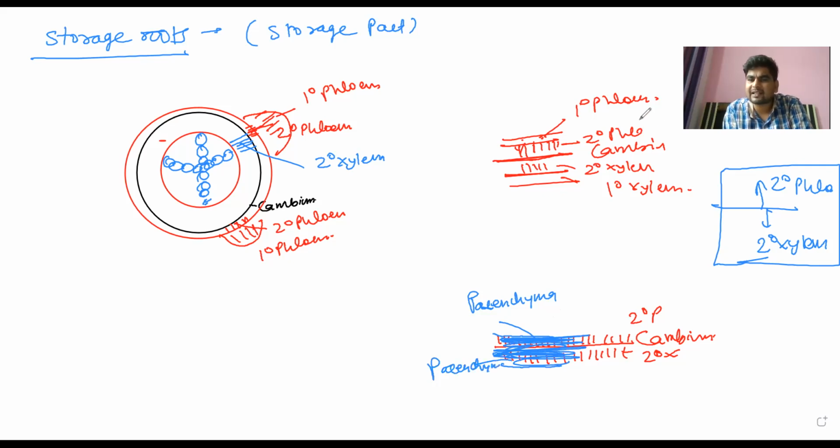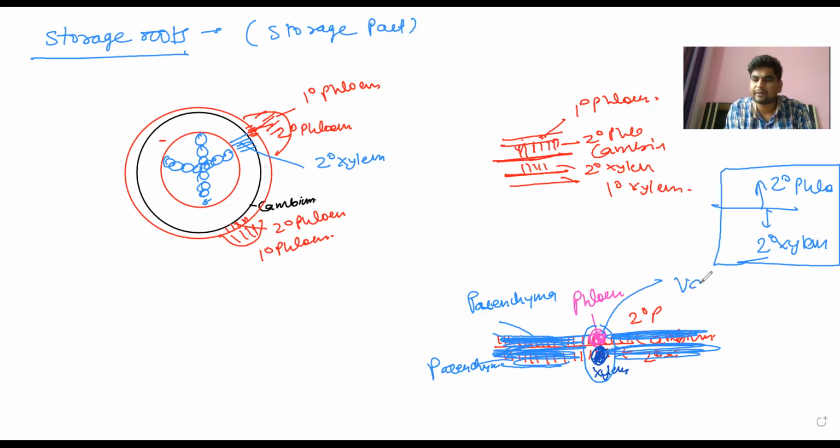Fewer cells will be differentiated into phloem on the upper side. Suppose these are phloem cells. Fewer cells will be differentiated into xylem on the downside. Suppose this is xylem. Then again, more cells will be added as parenchyma on the upper side as well as the lower side. So wherever the phloem and xylem are produced, that will form a vascular bundle, and the remaining portion will be storage parenchyma.